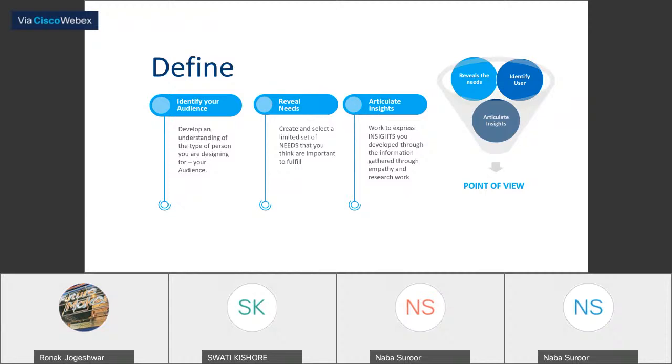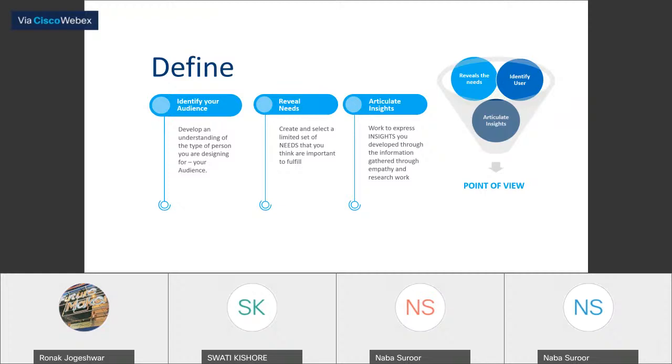Who is your target audience? And try to slowly scrape off or reveal their needs. Articulate all of your insights. It's always necessary to document what you are doing.